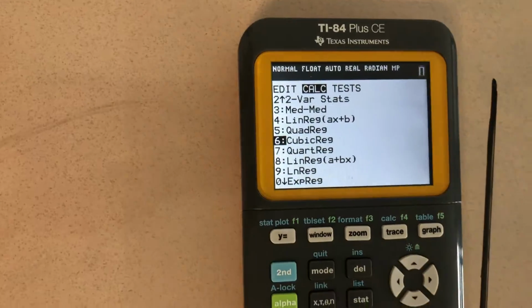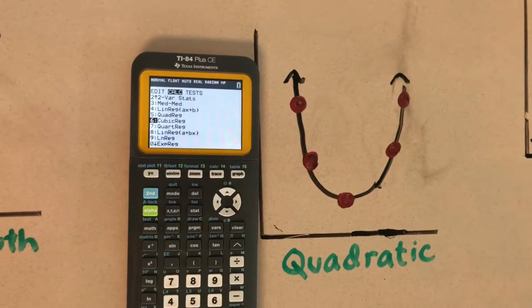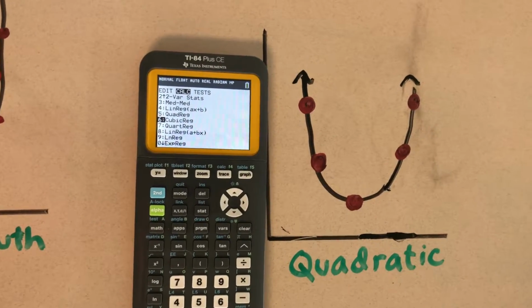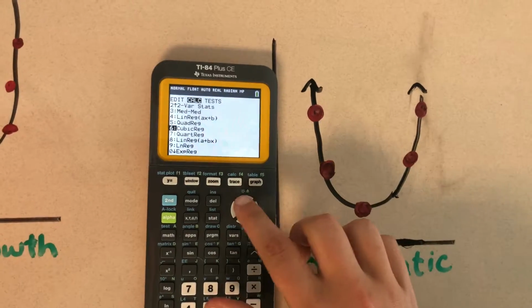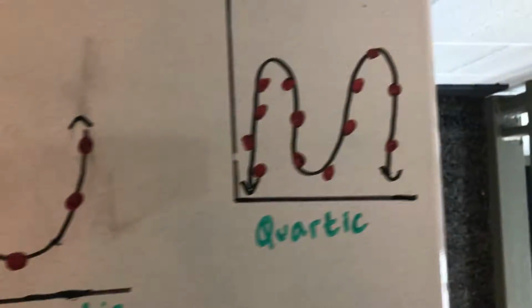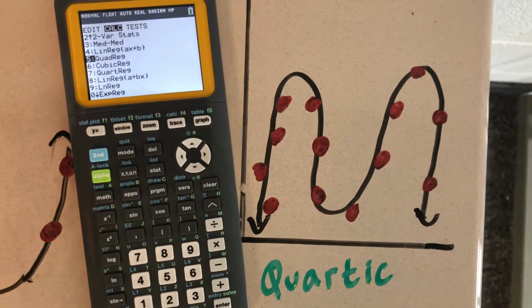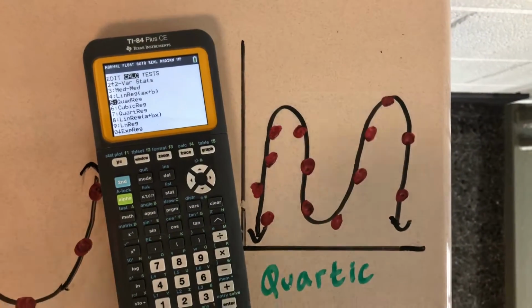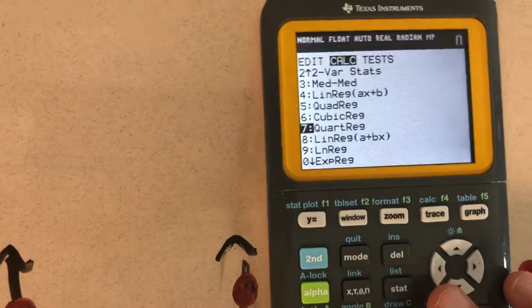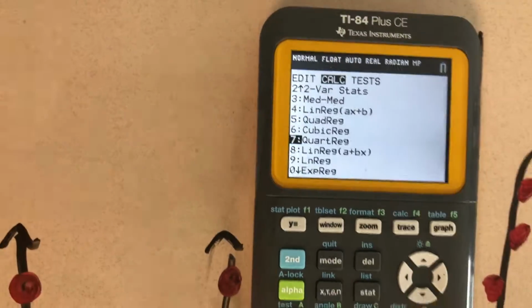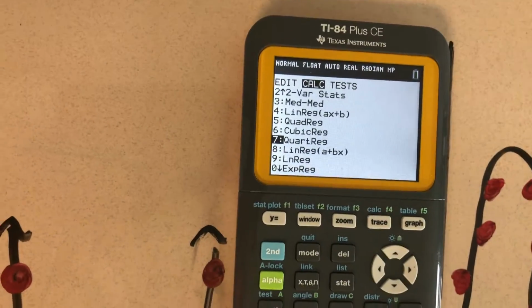The next curve is quadratic. It looks just like a parabola, and whether it's opening up or down, use quad reg. Another one you would use in Algebra 2 would be quartic. This has four curves to it, and if you see this, use quart reg. Those are all the curves you need to know to find curve of best fit.